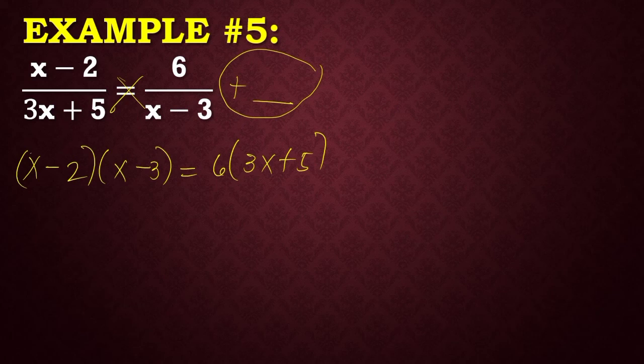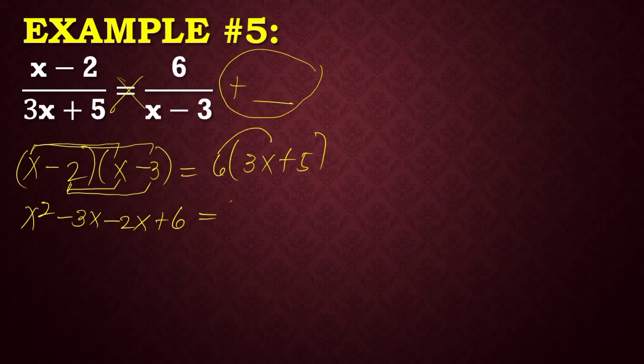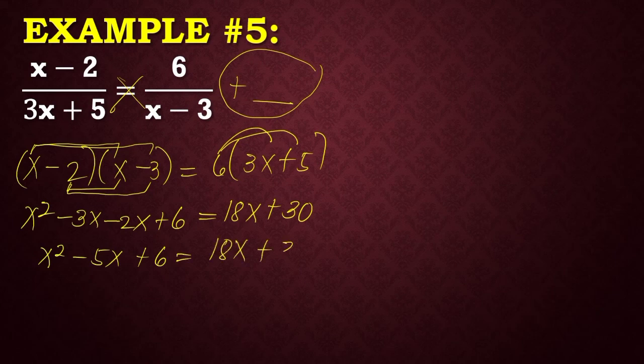So, using FOIL method, x times x, that is x squared, x times negative 3, that is negative 3x, negative 2 times x, that is negative 2x, and then negative 2 times negative 3, that is positive 6. Now, 6 times 3x, that is 18x, 6 times 5, that is 30, and then we combine like terms: x squared minus 3x minus 2x, that is minus 5x plus 6 is equal to 18x plus 30. And then 18x plus 30, we need to transfer them on the left side. So, magsusubtract tayo ng 18x and 30 to both sides. Magiging ganito siya: x squared minus 5x plus 6 minus 18x minus 30 is equal to 0.